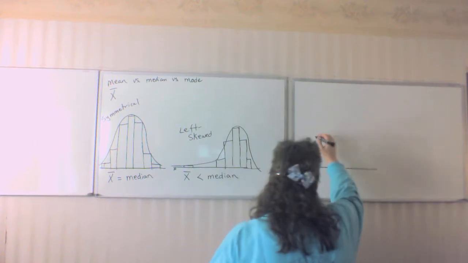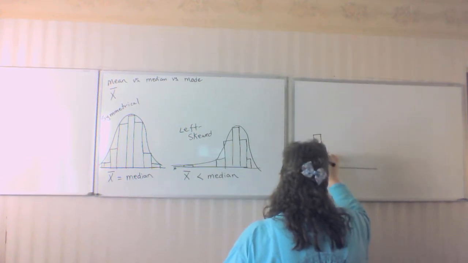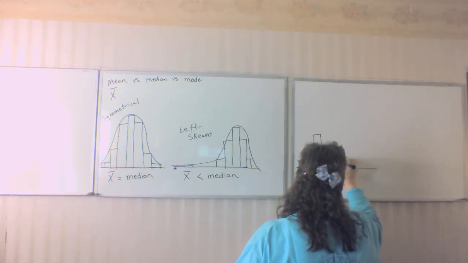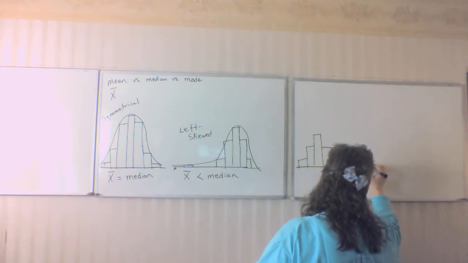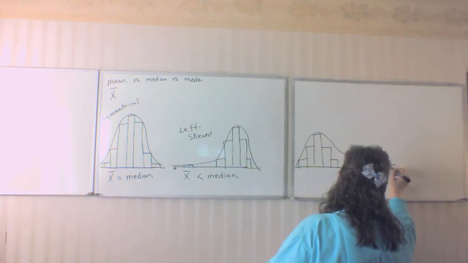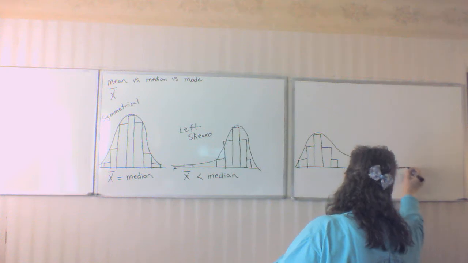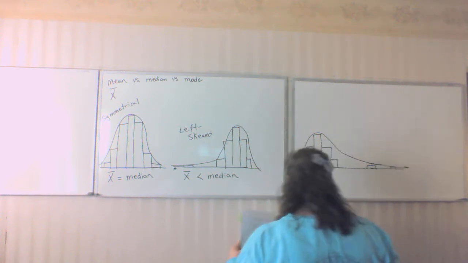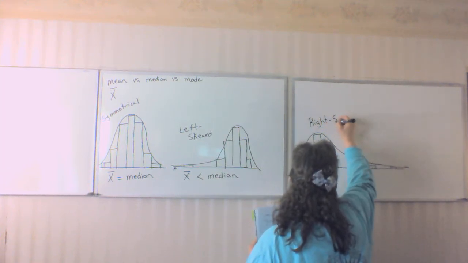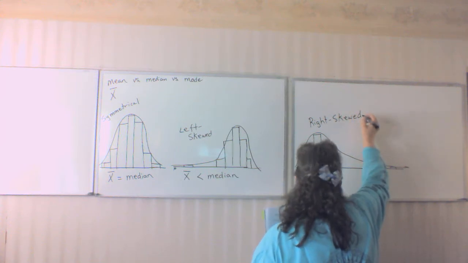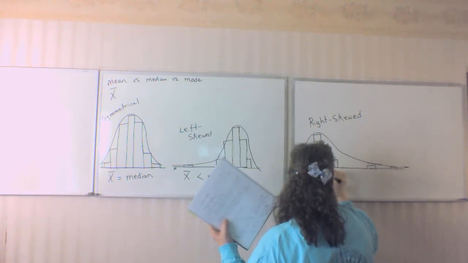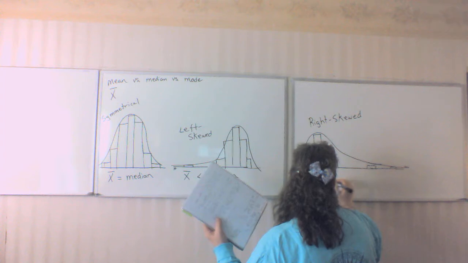The last one is going to have a little tail running off here to the right. And this one is right skewed. And in the case of a right skewed graph, or a right skewed set of data, the mean is going to be greater than the median.